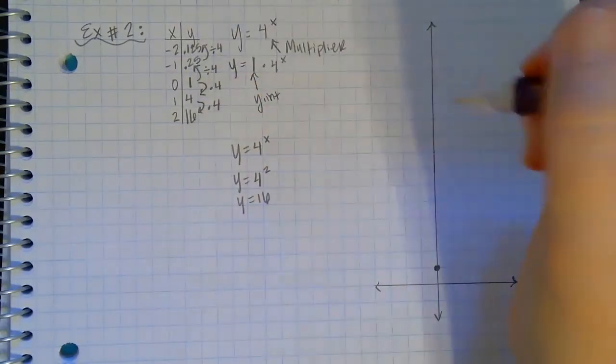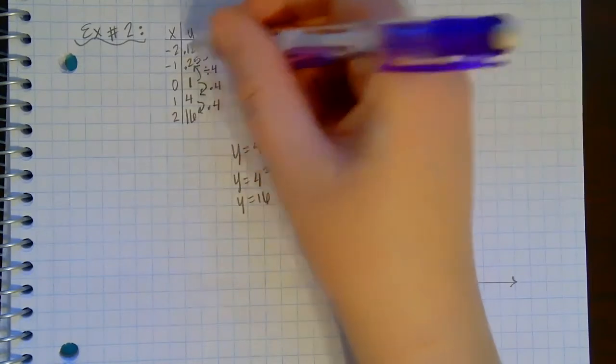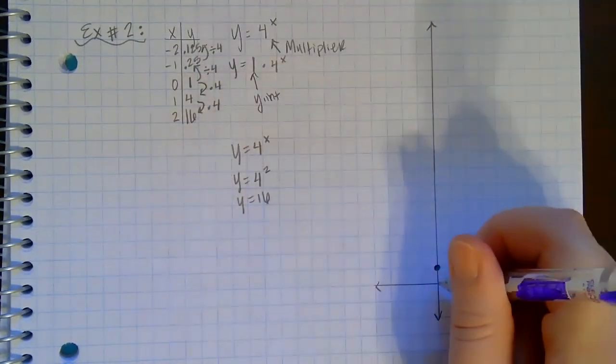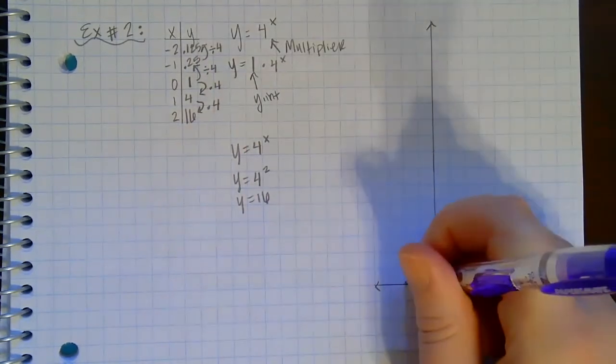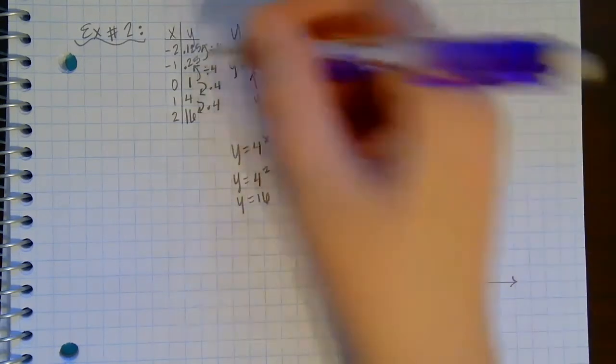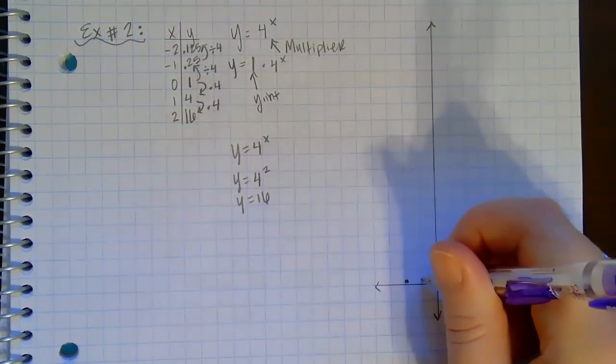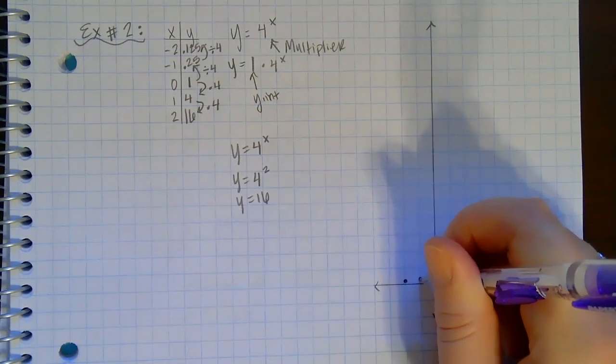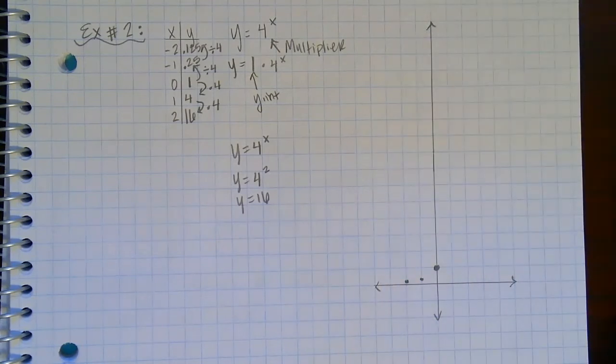Okay, so now we're going to graph them all. So I have -2, 1/16. So that's going to be pretty close to the line. -2, 1/16 is really small. So I'm going to put it all the way down there. And I have -1, 1/4. Oh, that's still pretty small. It's not even halfway. So something like that.